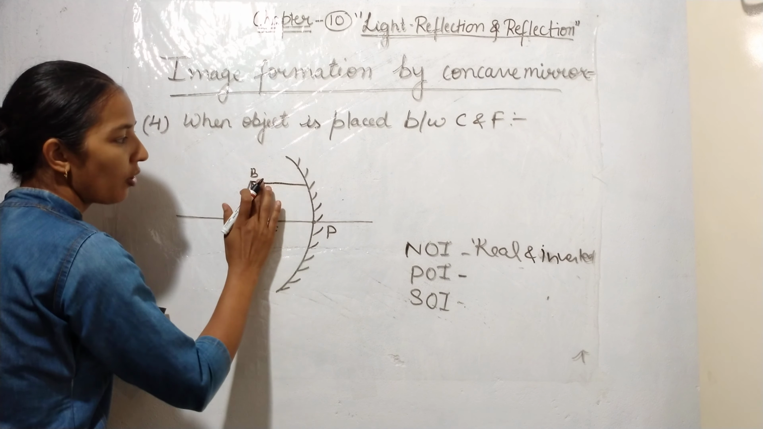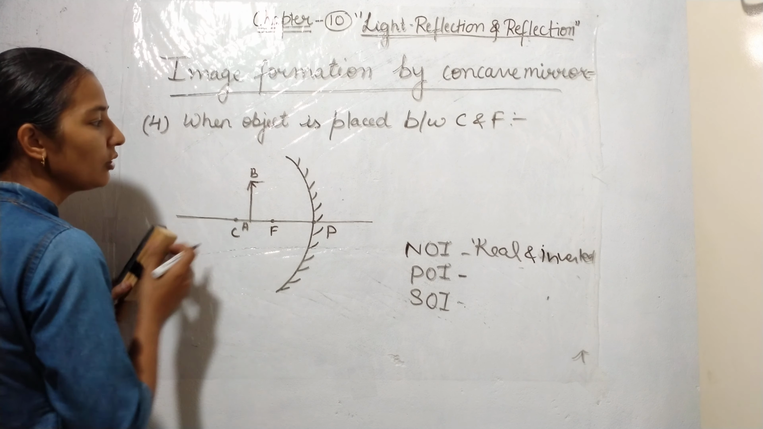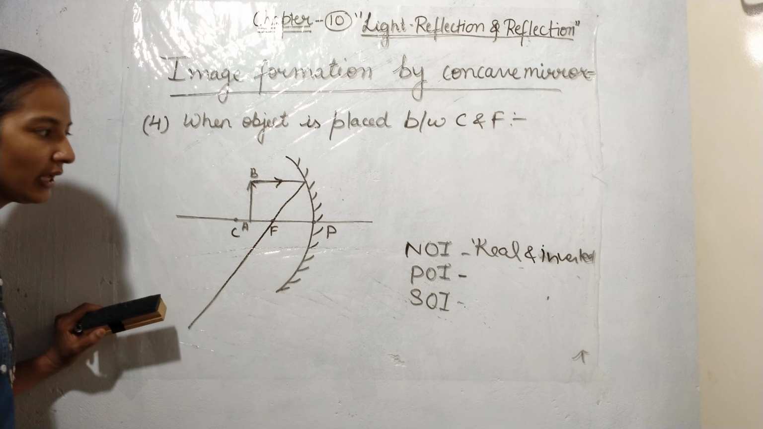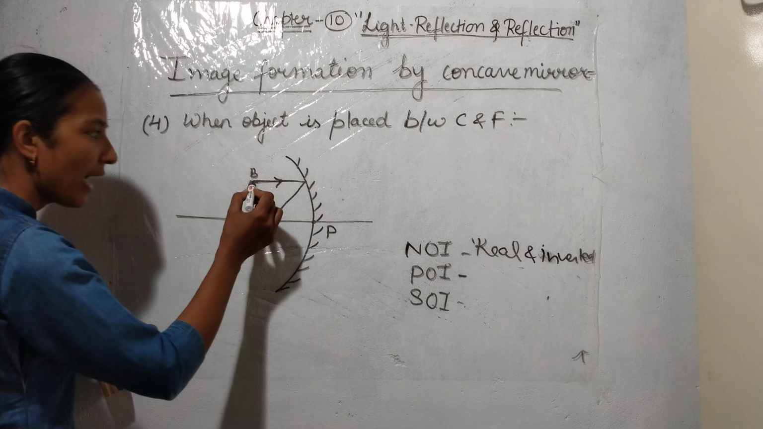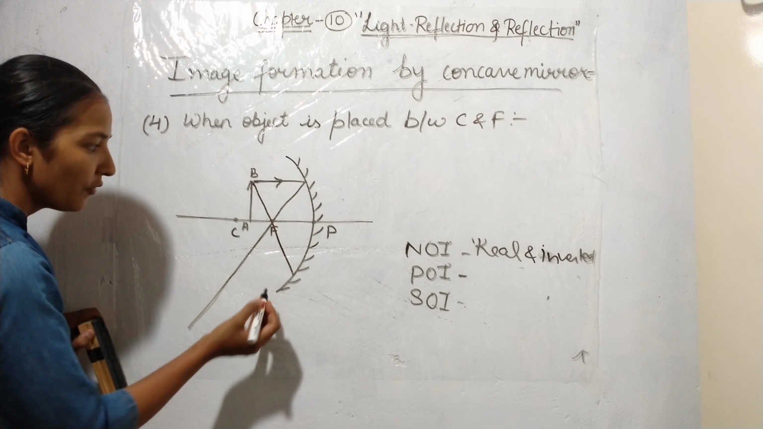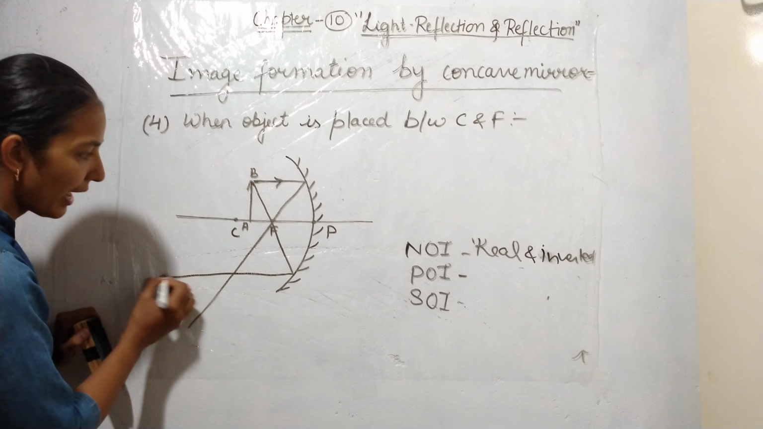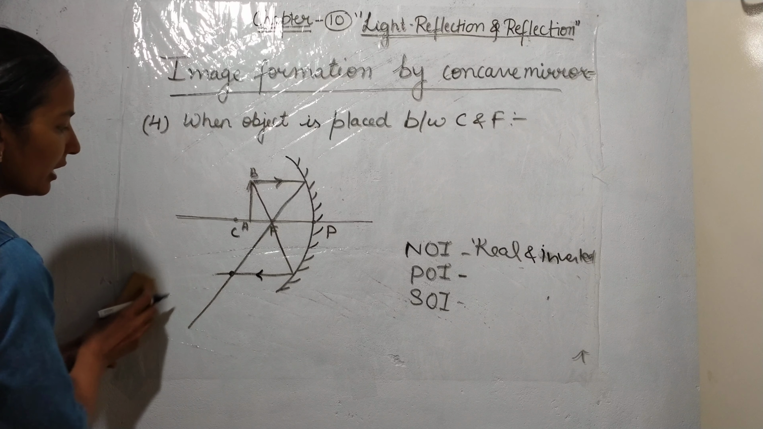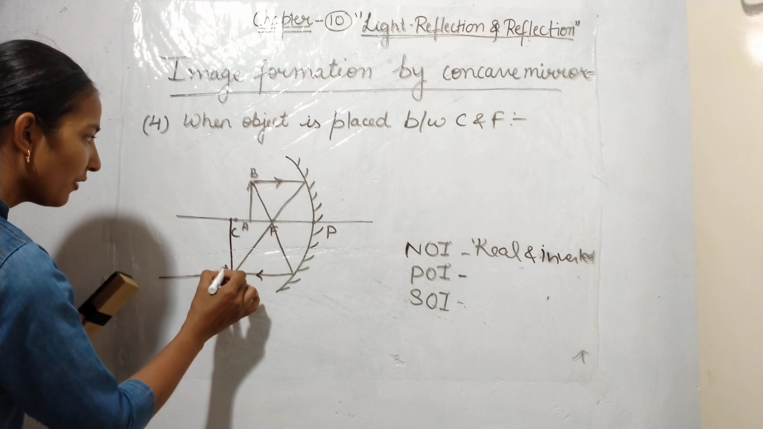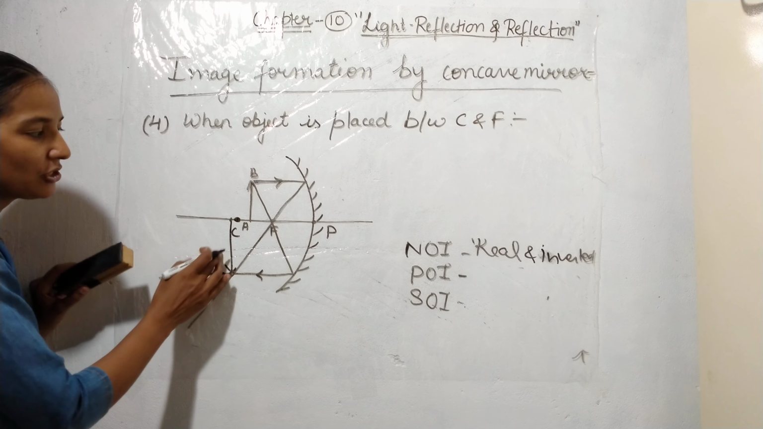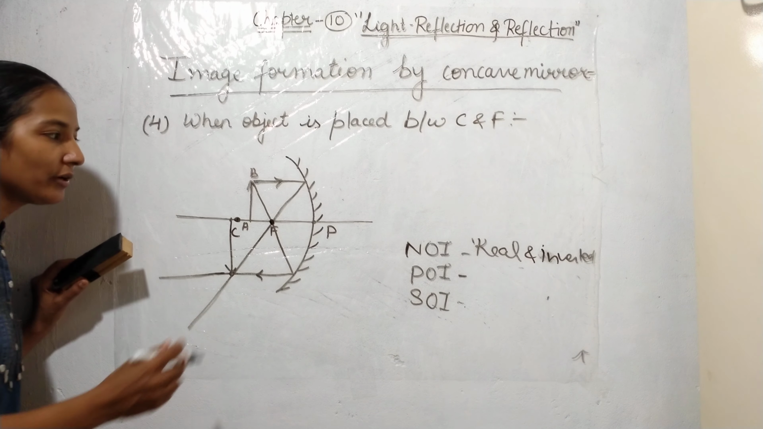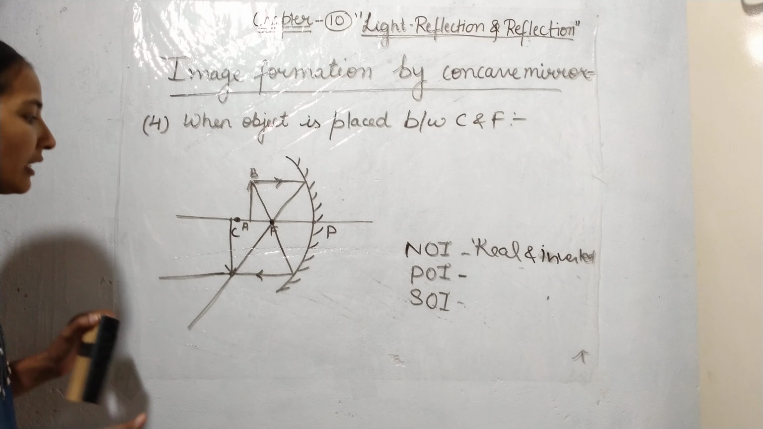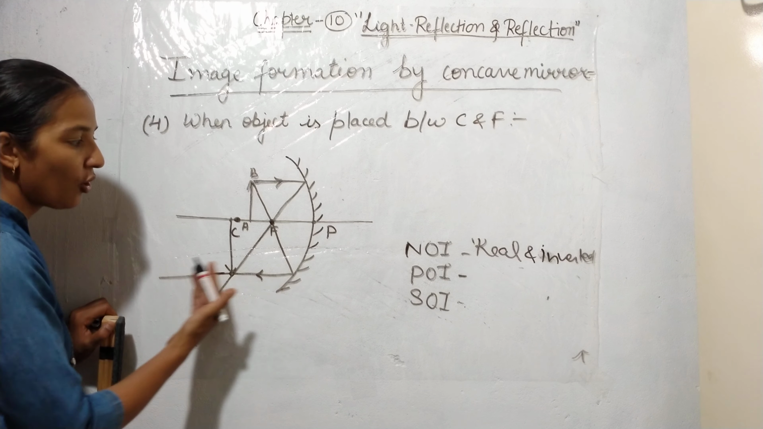So the rays from the object which are parallel to the principal axis will pass through the focus, and any ray which is passing through the focus will become parallel to the principal axis. So here both the reflected rays are meeting. If you see, the center of curvature is here and the image is formed a little bit this side. Whenever you draw the diagram with correct measurements, you will see that the image will be formed beyond the center of curvature.